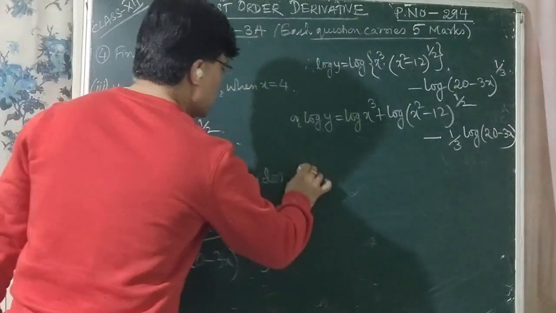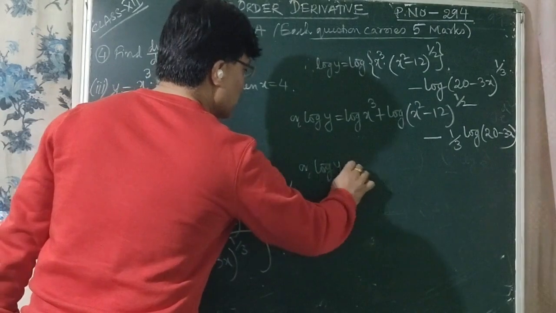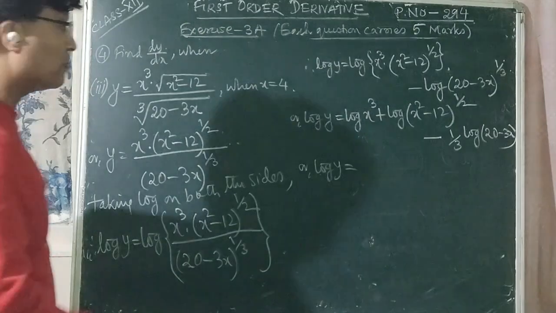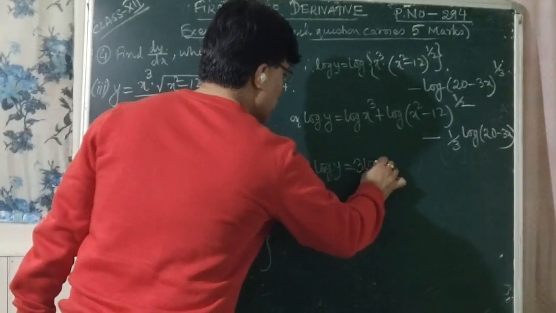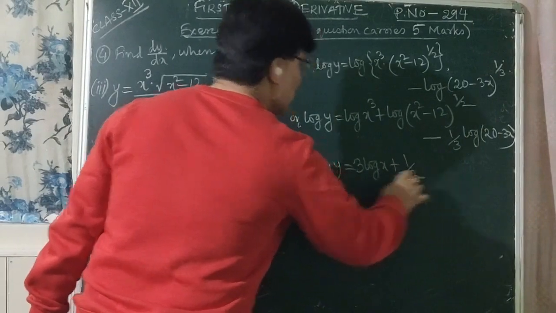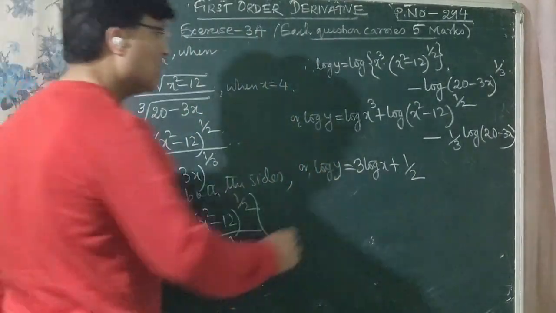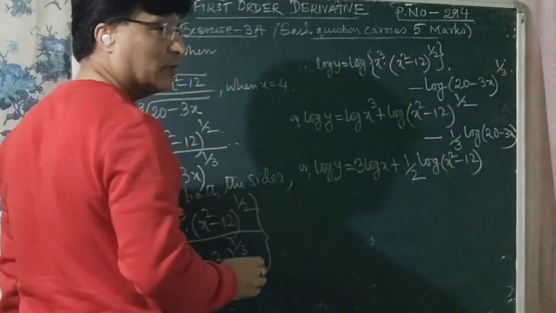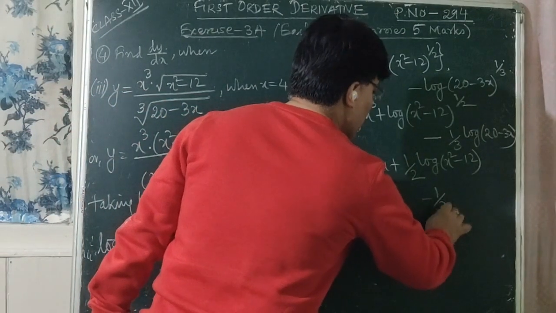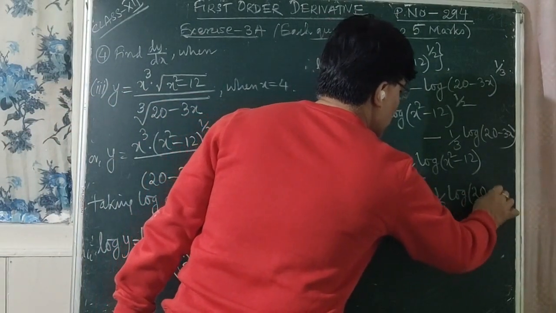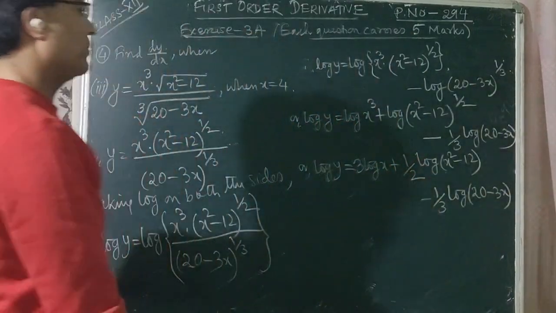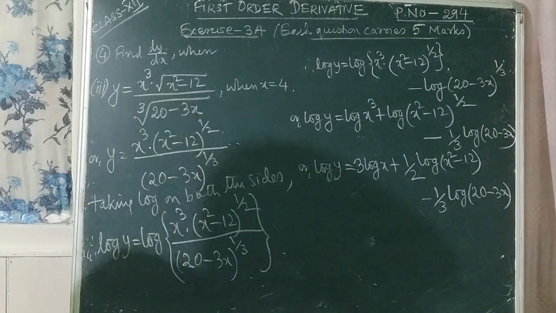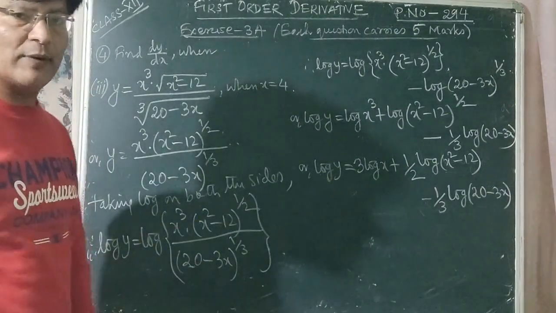So log y is equal to, here also 3 becomes the coefficient because of that log and from the properties of logarithm. So 3 becomes the coefficient, 3 log x plus, here also half becomes the coefficient, half log of x square minus 12, then minus 1 upon 3 log of 20 minus 3x. So I think you have understood it. So let us differentiate both the sides with respect to x to find the value of dy by dx.